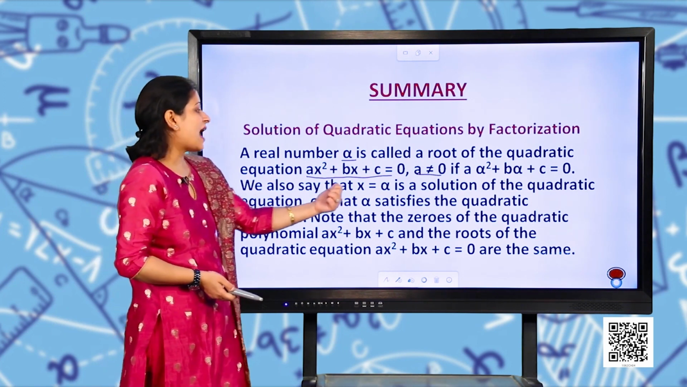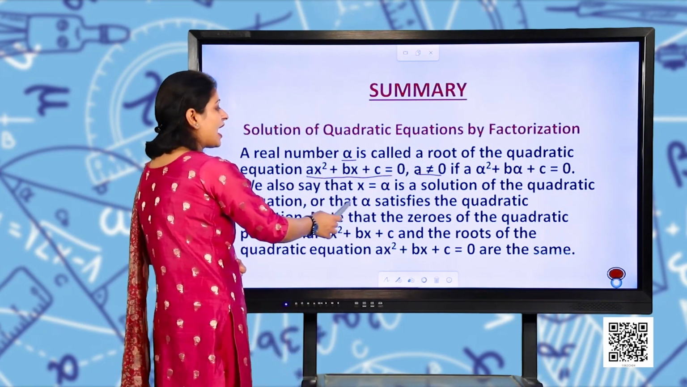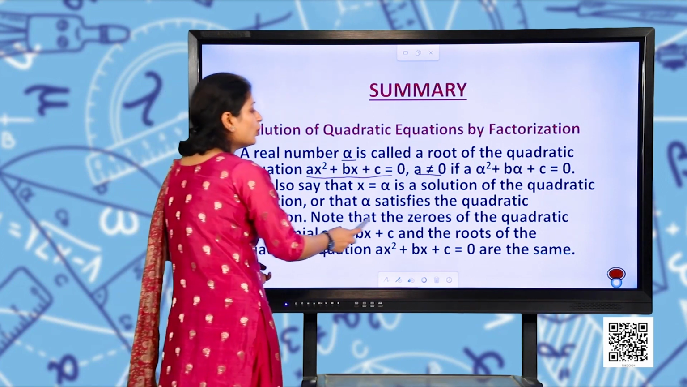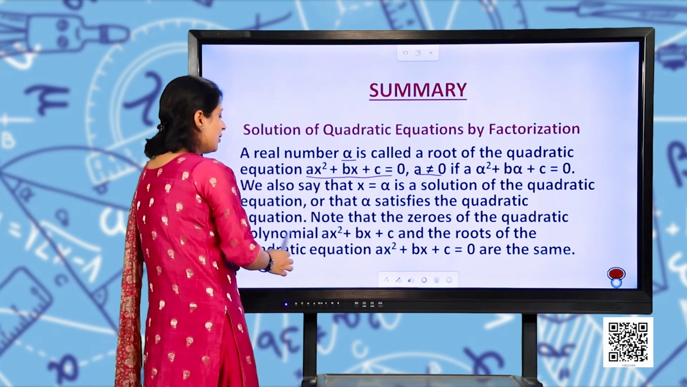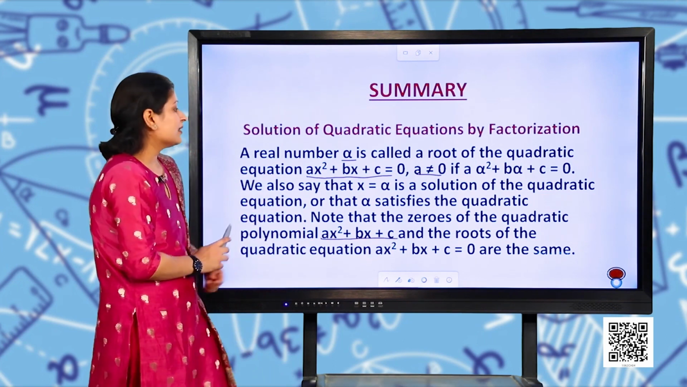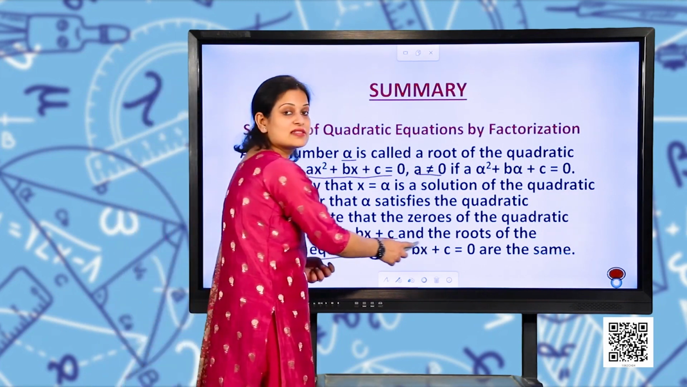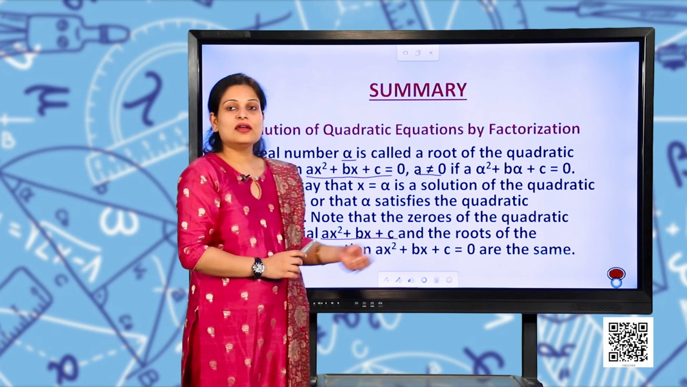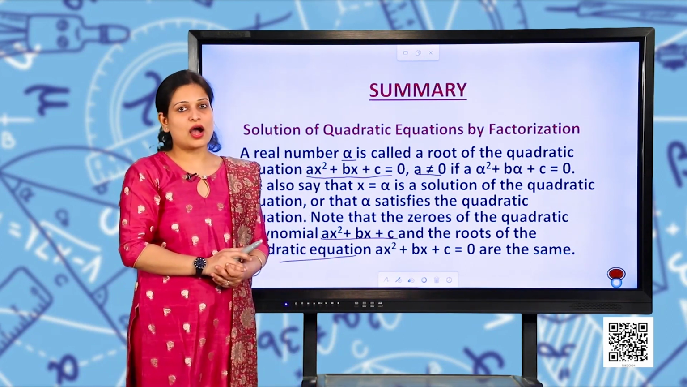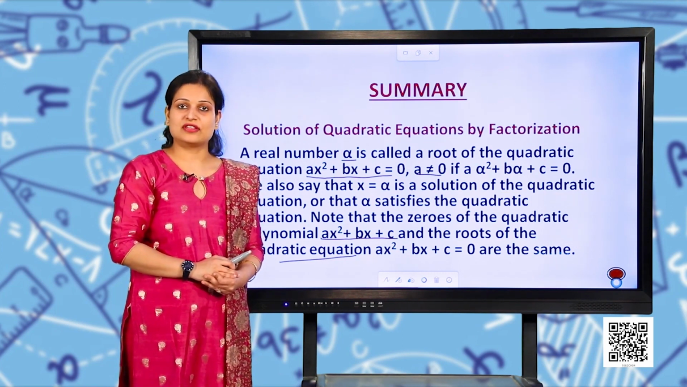So, we also say that x is equal to alpha is a solution of the quadratic equation, or that alpha satisfies the quadratic equation. Note that the zeros of the quadratic polynomial ax square plus bx plus c and the roots of the quadratic equation ax square plus bx plus c equals 0 are the same. I hope you have understood how to find the solution of a quadratic equation by factorization.